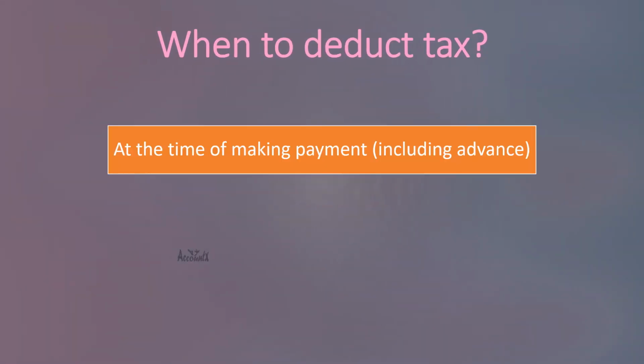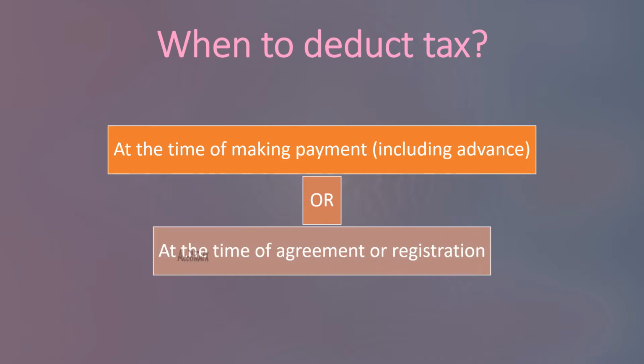Let's now see when you have to deduct the tax. Tax has to be deducted at the time of making payment. This would include even advance payments or at the time of agreement or registration, whichever is earlier. Once you deduct the tax, it has to be paid to the government within certain time limit. Let's now see when to pay this tax.